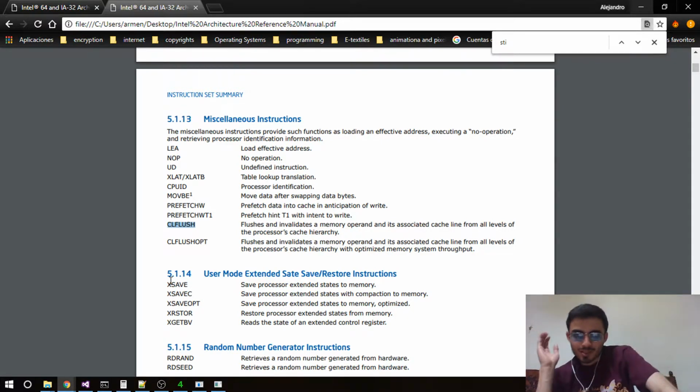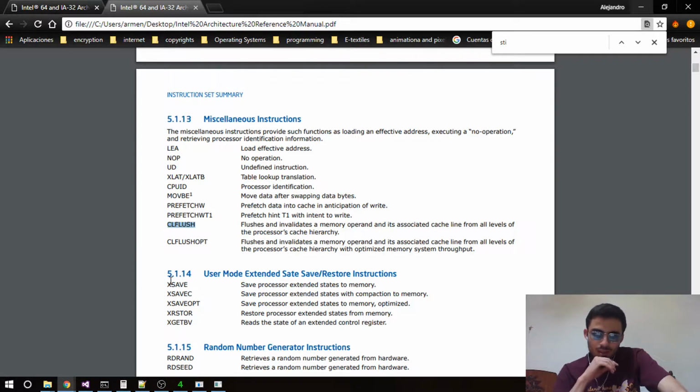So it doesn't matter because surely it's gonna use some kind of that, because that flushes and invalidates a memory operand and its associated cache line from all levels of the processor's cache hierarchy. Now my question is, where is the cache hierarchy explained? Is it explained at all? Or is it just instructions? Because we want to know about the cache itself. When they say memory, they imply the cache.